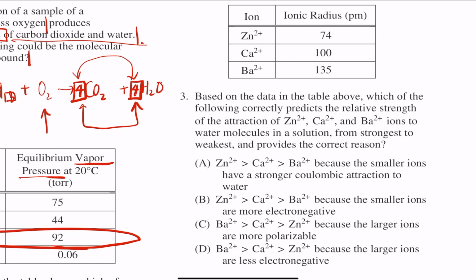Number 3, based on the data in the table above, which of the following correctly predicts the relative strength of the attractions of the zinc 2 plus, calcium 2 plus, and barium 2 plus ions to water molecules in a solution from strongest to weakest, and provides the correct reason?